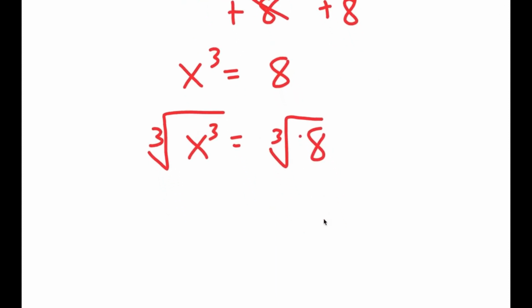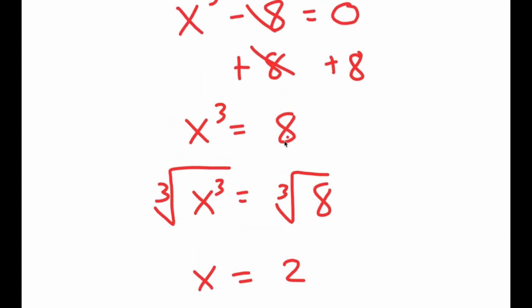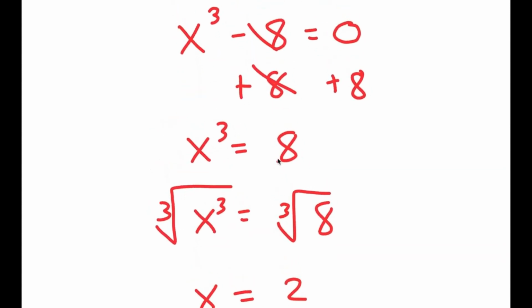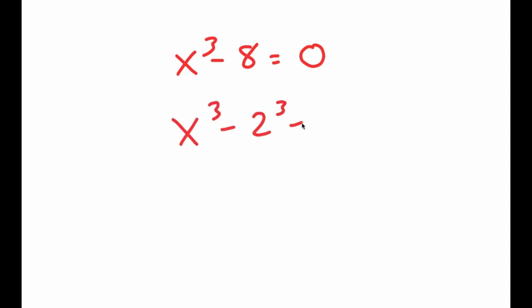So the cube root of x to the power of 3 is x, and the cube root of 8 is 2. So then they get x equals 2, which is a solution to this equation. But actually, there are more than one solution to this equation. So I'm going to rewrite my equation here, x to the power of 3 minus 8 equals 0. And now I'm going to rewrite 8 as 2 to the power of 3.